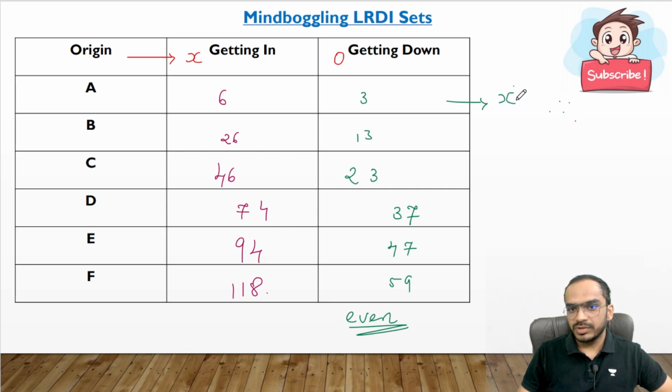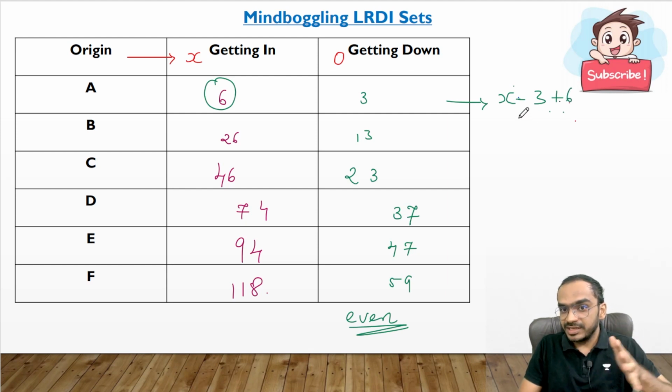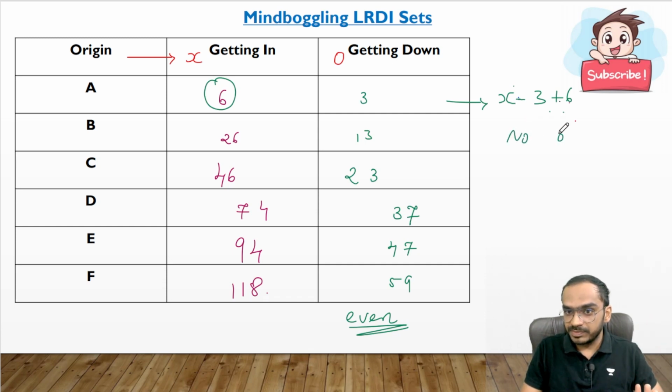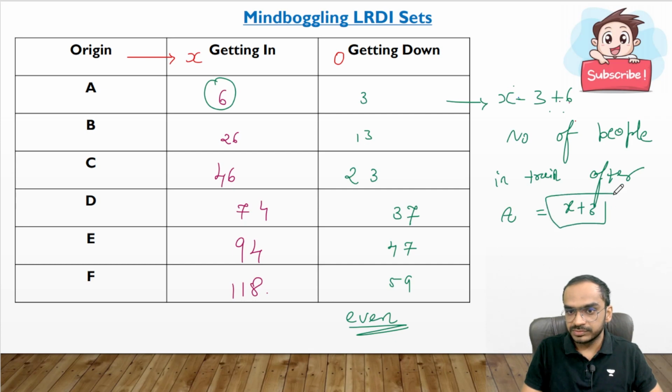3 people got down at the A and 6 new people gets in at A. So that after the train leaves the station A, the number of people in train will be how much? Number of people in train after A will be how much? X plus 3. Tell me yes or no. X plus 3. Are we clear with this?